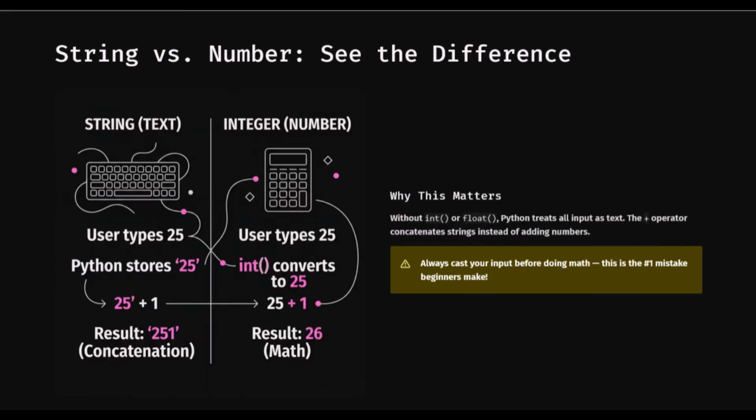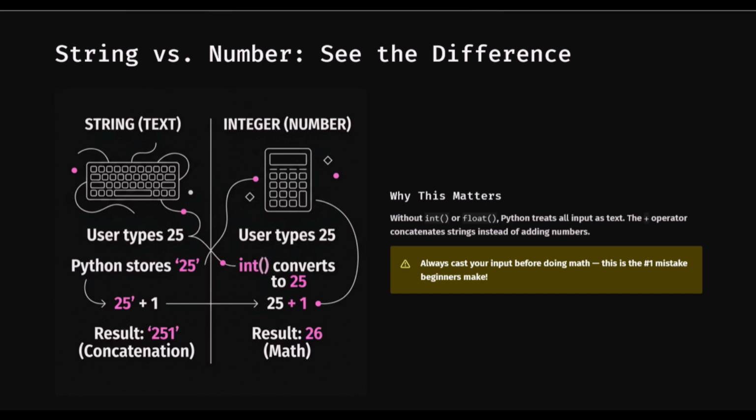To really understand why this matters, let's look at this comparison. On the left side we have a string. If a user types the number 25 and we don't convert it, Python stores it as text. When you try to add 1 to it, Python doesn't do math, it performs concatenation. Instead of 26, you get 251, because Python just stuck the two characters together.